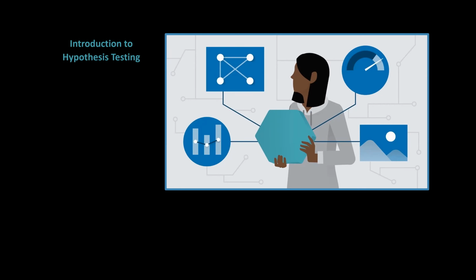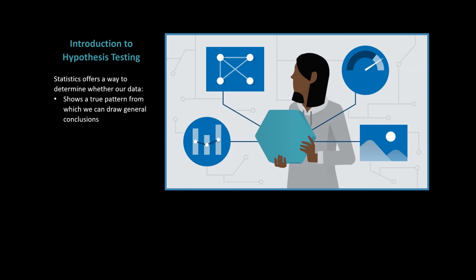Okay, so for the last part of this video, I want to introduce us to inferential statistics. Specifically, we're going to start talking about hypothesis testing. So statistics offers us two ways to determine whether our data either A, show a true pattern from which we can draw general conclusions, or B, if the data that we are seeing is just randomly happening in this particular data set, and if we did the same study again, we wouldn't see the same thing. Statistics allows us to figure that out. Do we have statistical significance? Is the study finding something interesting, or is it just random?